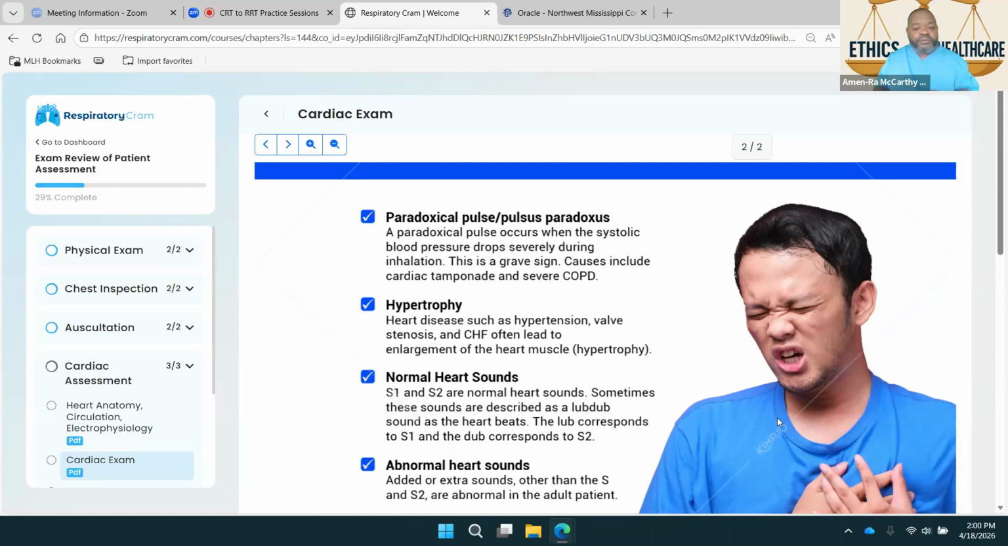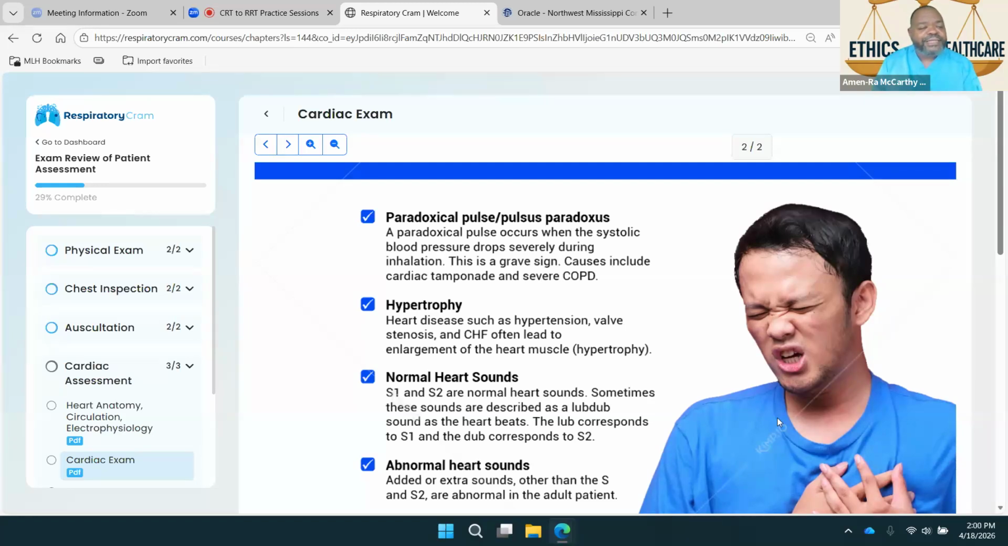So a paradoxical pulse occurs when the systolic blood pressure drops severely during inhalation. So say my systolic, my squeeze pressure, normally is about 130, right? But when I breathe in, it drops down to 80 or 90, right? That's a severe drop in my systolic number. That's a grave sign, and causes include cardiac tamponade and severe COPD. So every time you take a breath, your blood pressure drops. You've got to breathe, right? So that's scary.